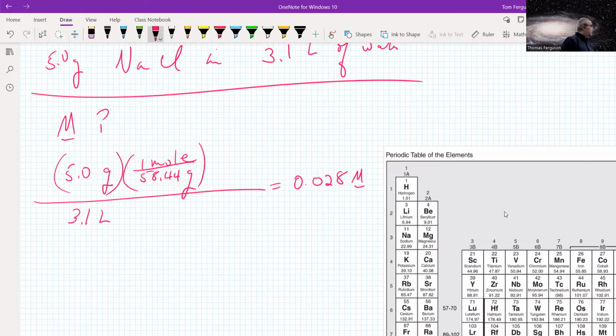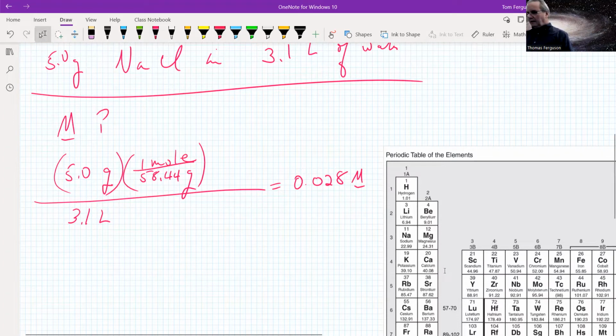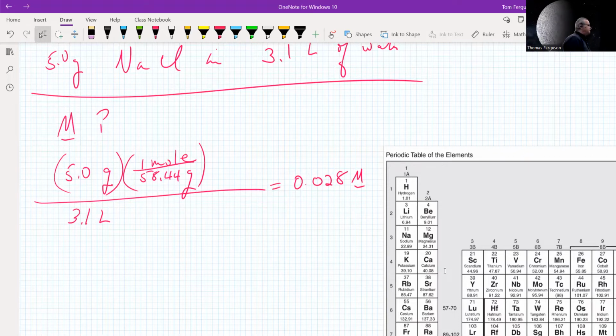So that would be 0.28 moles per liter. Okay, so let's do a bunch of examples here. Now, there are two ways to do these kind of problems. One is dry, the other is a wet solution. Okay, I'm going to focus on the dry right now.